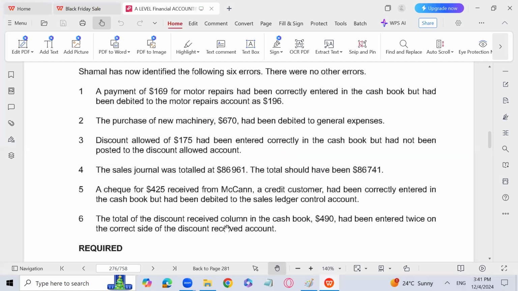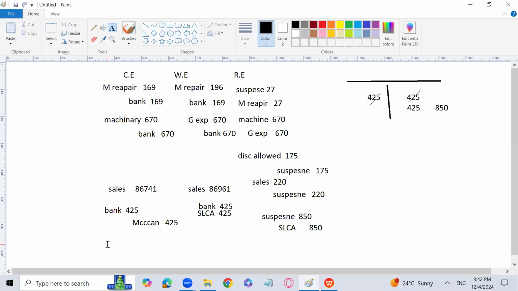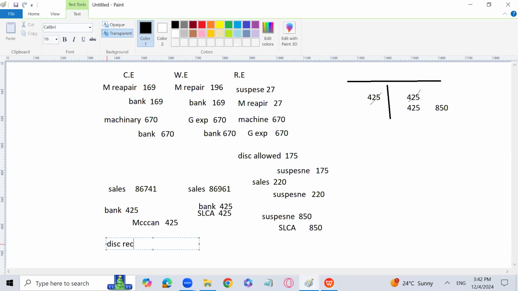Total of discount received column in the cash book, 490, had been entered twice on the correct side of the discount received account. What is discount received? Expense? Wrong. Discount received is an income, and income always credit. Nice. So discount received should have been credited. In the correct entry, we need to credit discount received with 490.